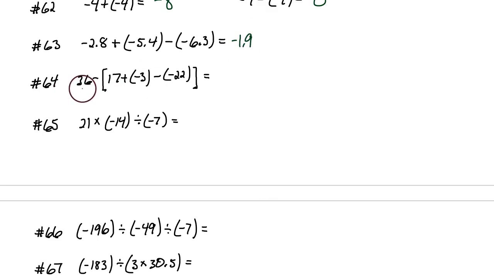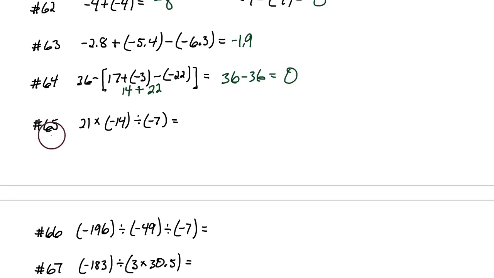Number 64 has grouping symbols. You do the work in the grouping symbols first. 17 plus negative 3 is 14. The subtraction of negative 22 can be rewritten as adding positive 22. And 14 plus 22 is 36. So this becomes 36 subtract 36, which is 0.